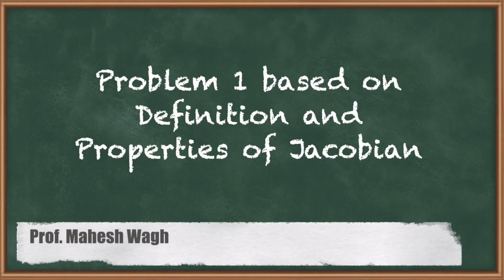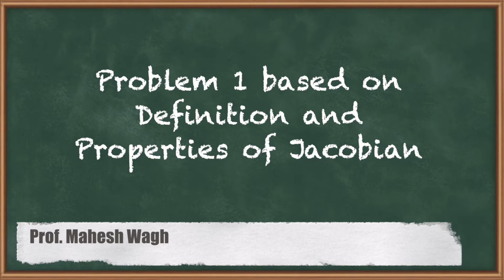Hello students, so now we are going to start with the first problem, which is based on properties and definition of Jacobian. I'm sure that you have watched my previous video because there I have covered the concept and the formula which will be required to solve this numerical. If you have not covered it, I would request all the students to go back and revise that concept again and then come back to this question.